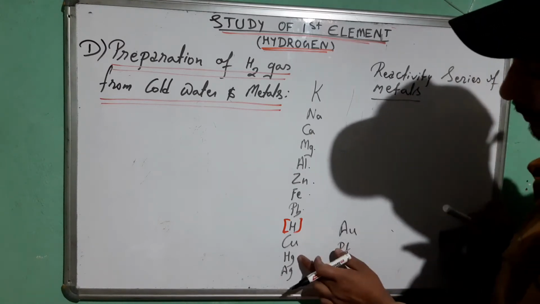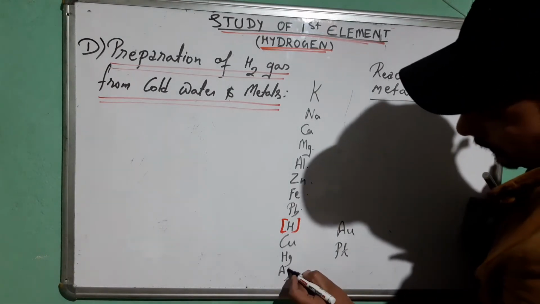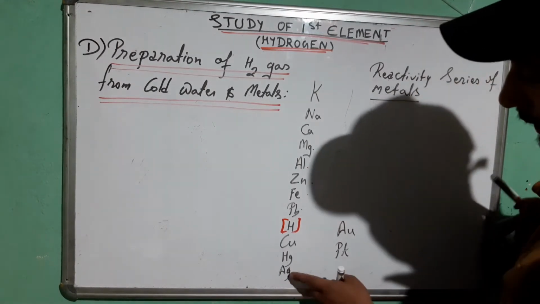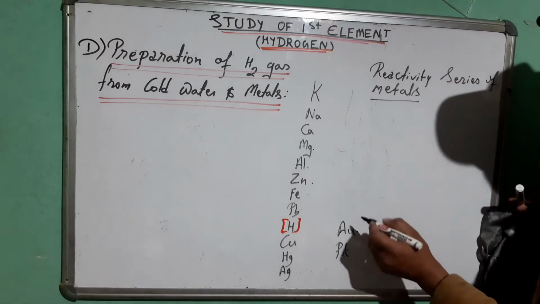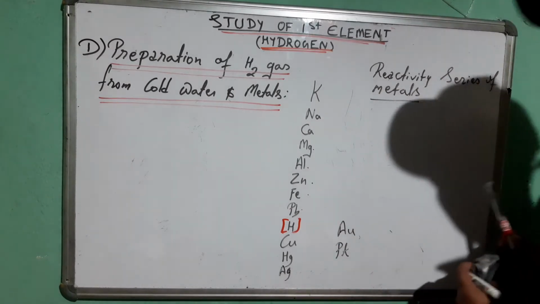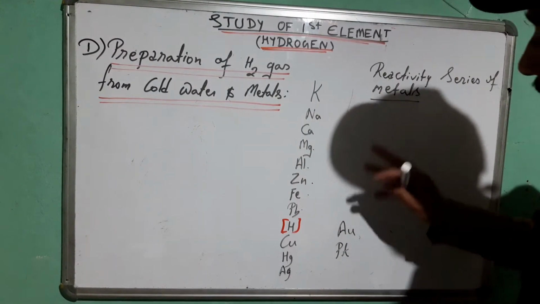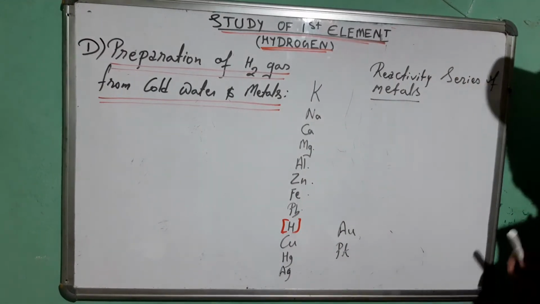Latin name of mercury is hydrargyrum. Next Ag is silver, Latin name is argentum. Au stands for gold, Latin name is aurum. Pt stands for platinum. So this is the reactivity series of metals.